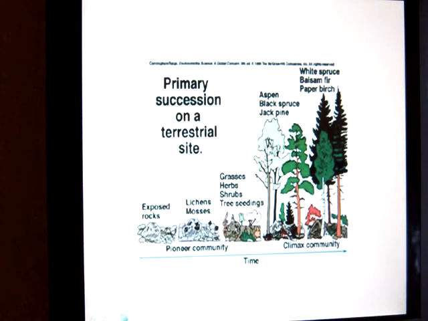We're going to talk briefly about succession. And there's two kinds. There's primary succession and secondary succession, and we'll explain the difference in a minute. Let's talk about primary succession first.